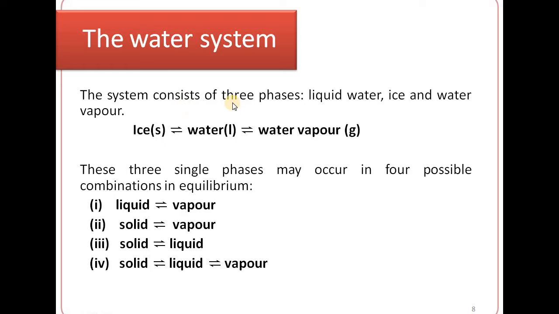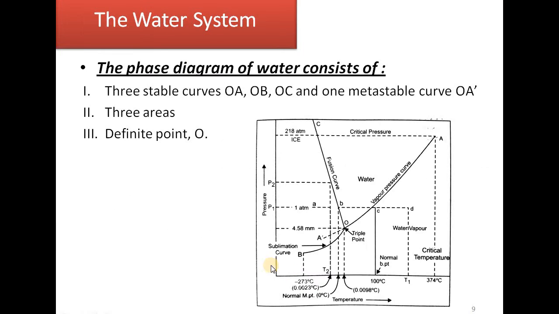So the system consists of three phases, and different types of equilibria can exist in the water system. That may be liquid and vapor, solid and vapor, solid and liquid, and all solid, liquid and vapor in equilibrium. First, the phase diagram of water consists of three stable curves: OA, OB and OC, and one metastable curve which is OA dash. And there are three areas, which we have discussed already, and one definite point O, which is also known as a triple point.